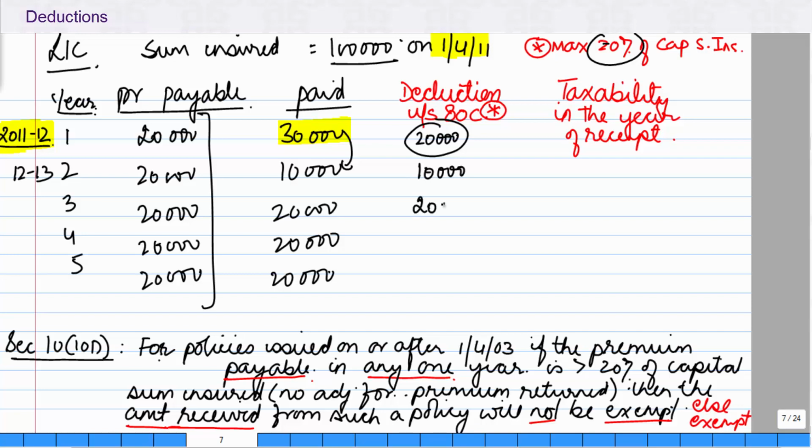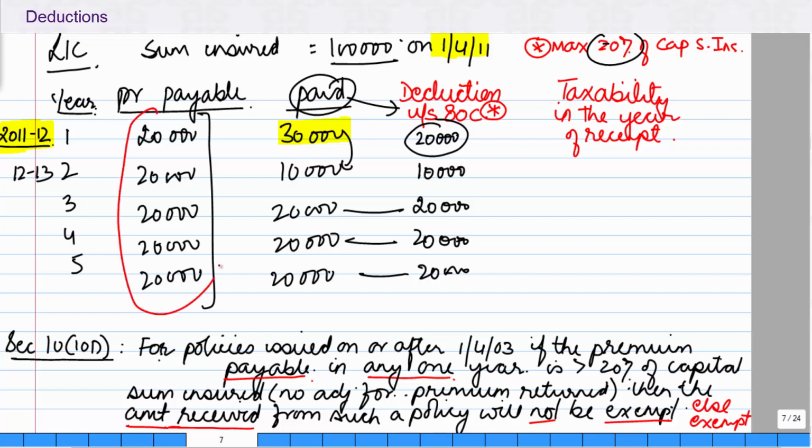The next year he's paid 20,000. Now the deduction for 80C is on paid basis. And because the premium payable as per section 10(10D) in no year exceeded 20%, this is exempt under section 10(10D). There is no tax.